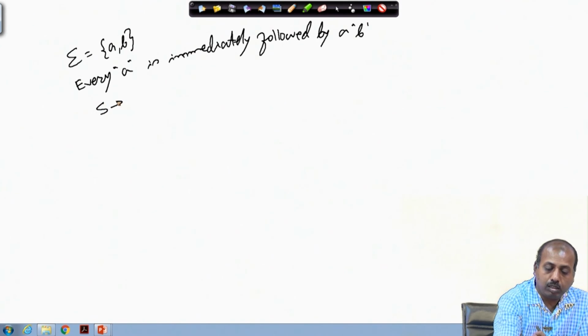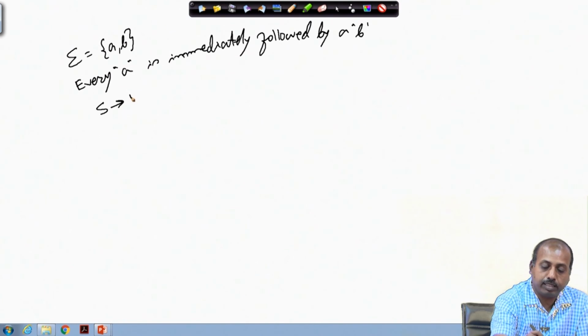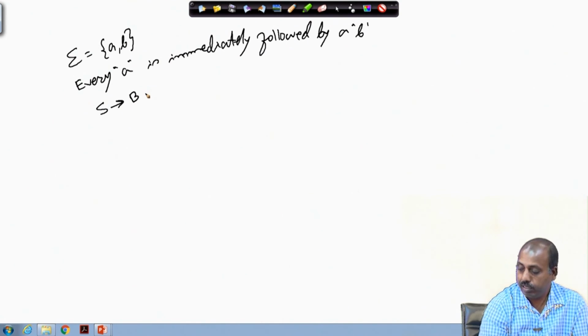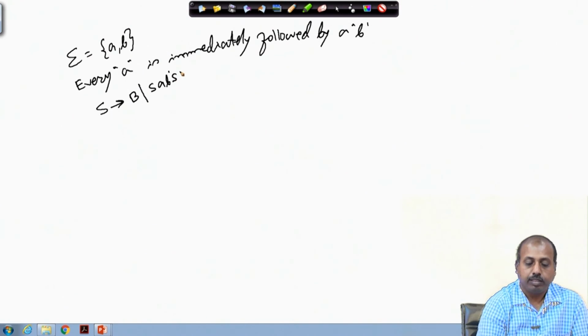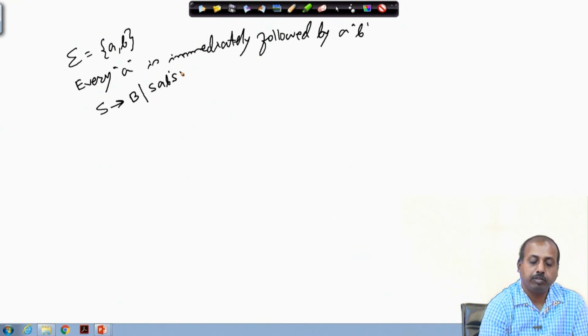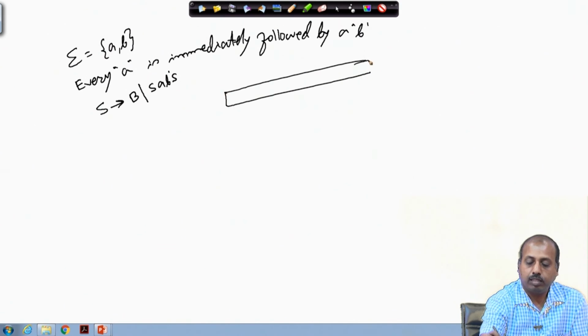So what are the possibilities? The string may be simply a string of B's, or it may be S, then A followed by B, and then any other string. S is the start symbol of the grammar, so S can derive all strings where A is immediately followed by B. Either the string does not contain any A, or if this is the whole string, I can break it at a point where one of them is A and the other one is B. Okay. Now, what about this part?